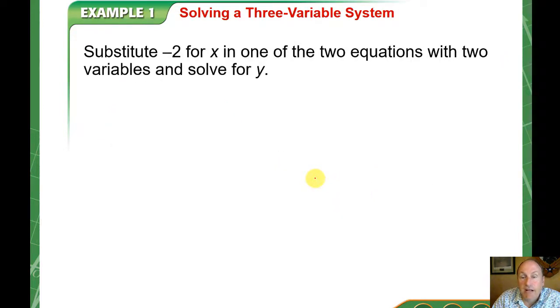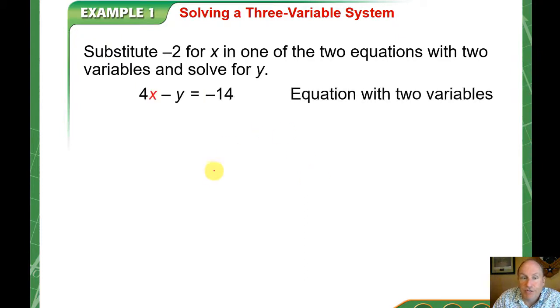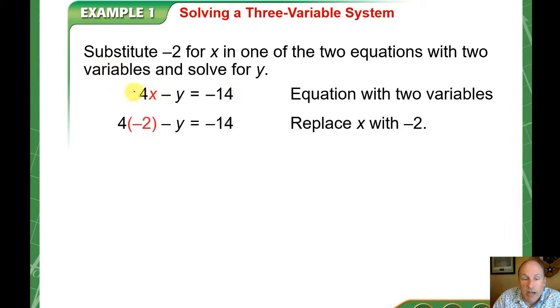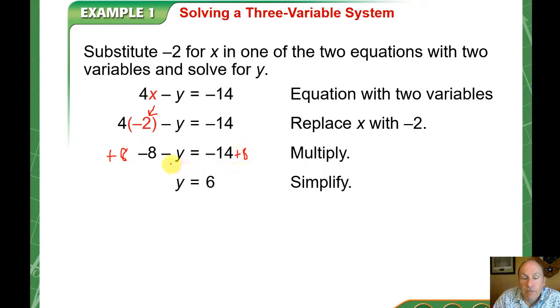Well, now we're going to take the negative 2 and substitute it in to find y. We'll take either one of the equations that only involve x and y. How about 4x minus y equals negative 14? Now we're going to substitute in a negative 2 for x. And so we get negative 8 minus y equals negative 14. Then we're going to use the addition property of equality to move that 8 over. And we're going to divide by negative 1 after we do that. And we get, using the division property of equality, y equals 6.